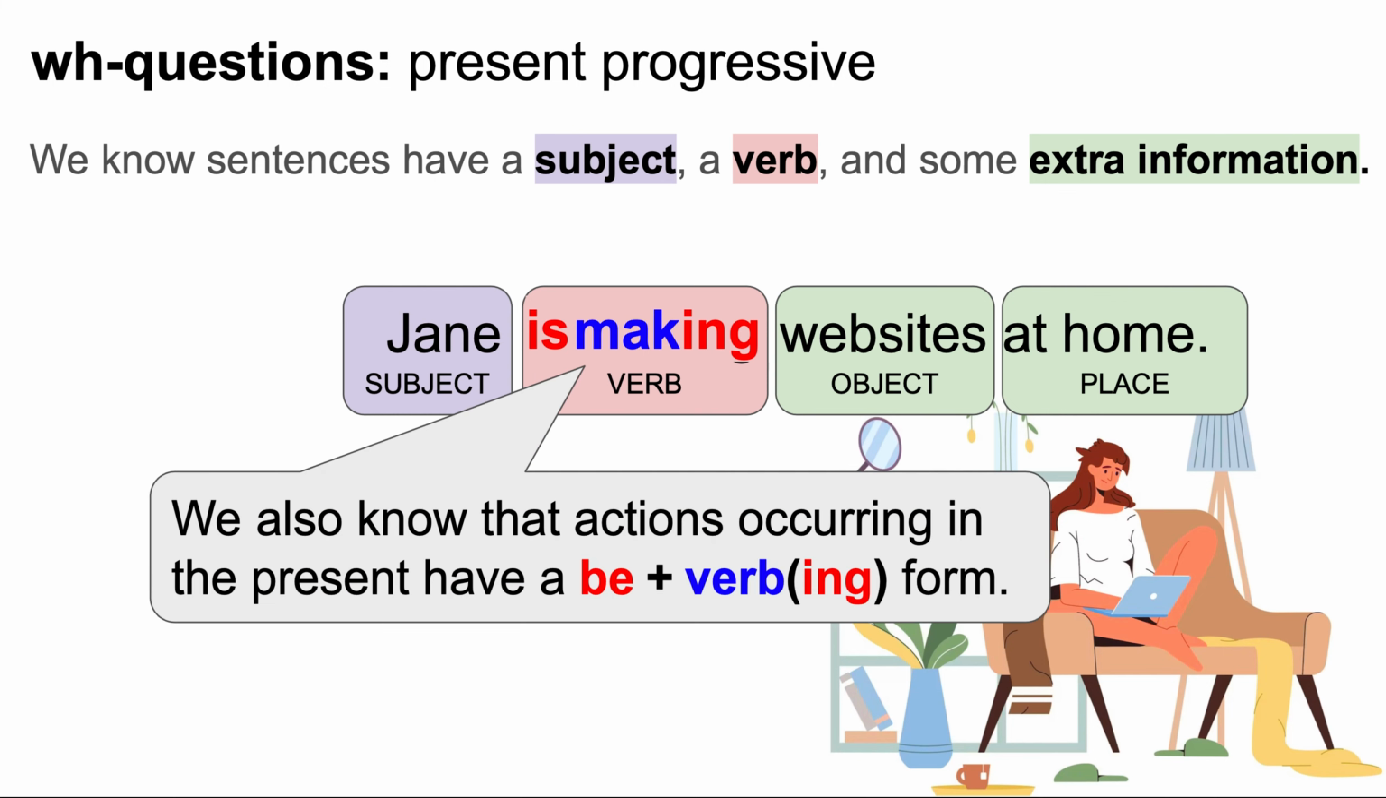Please also note that actions occurring in the present, that is right now, have a be plus verb ing form. Here the be auxiliary is, the verb ing form is making.